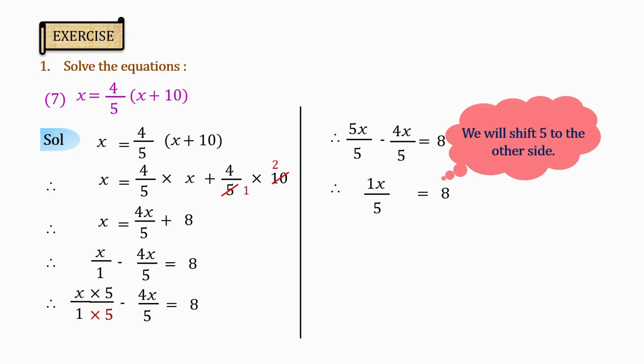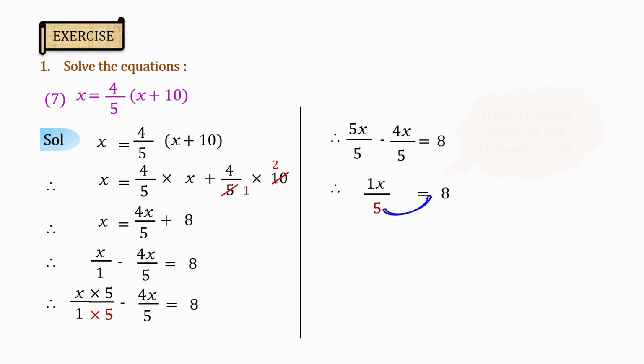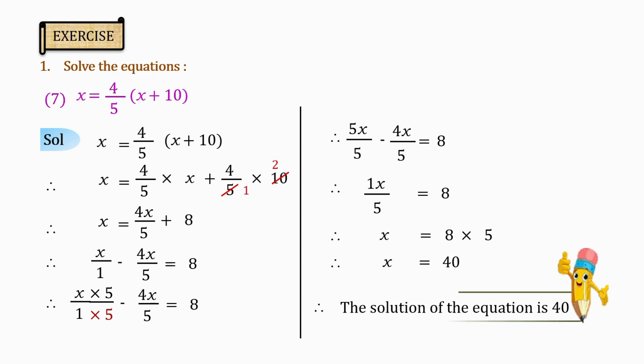So now we are going to shift this 5 to the other side and we will change the sign. So it will now become multiplied. So x equal to 40. So therefore the solution of the equation is 40 in this case.